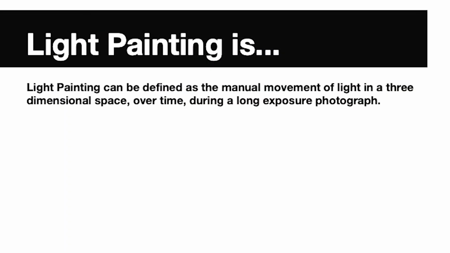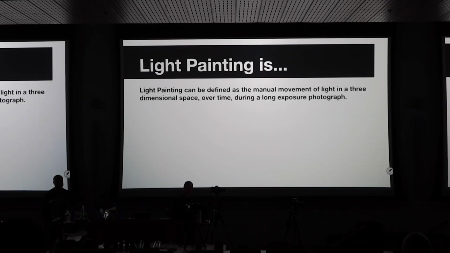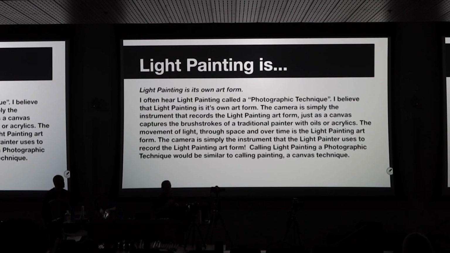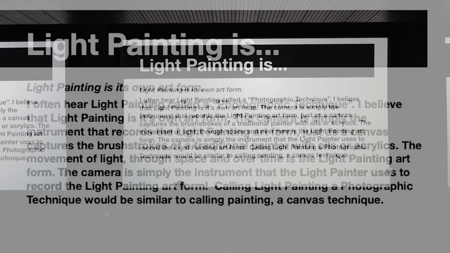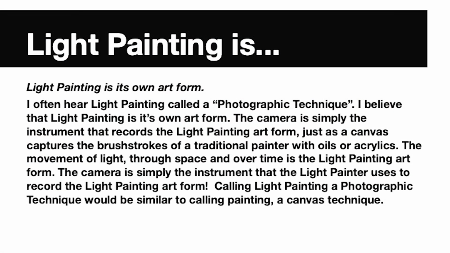Light painting can be defined as the manual movement of light in a three-dimensional space over time during a long exposure photograph. I think that light painting is its own art form separate from photography. I often hear people call light painting a photographic technique, but again, I believe it's its own art form. The camera is simply the instrument that we use to record the light painting movement.